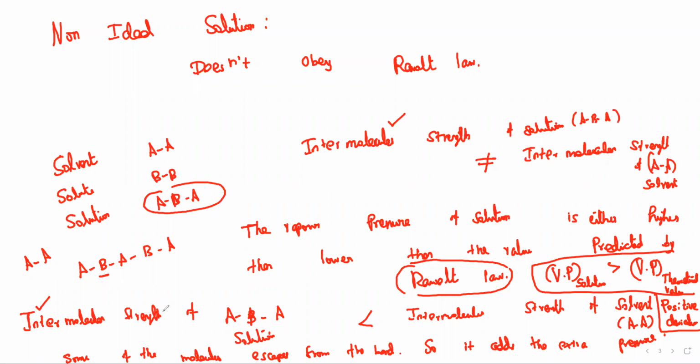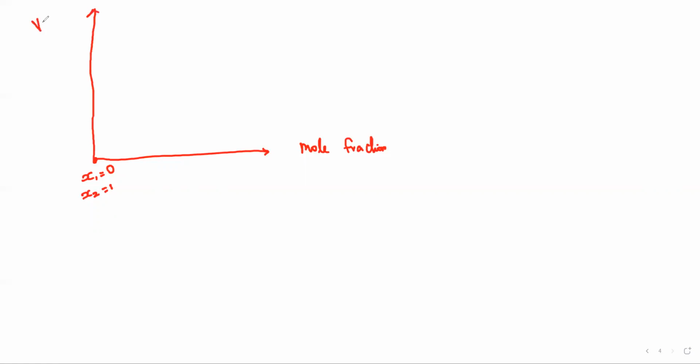So now, positive deviation. How can we express the positive deviation in a graph? So we already tried it. On the x-axis, you should draw mole fraction, and the initial point denotes x1 is equal to 0. That is, solvent is equal to 0. The solution consists of only the second component. In that case, this is the vapor pressure of the solution.